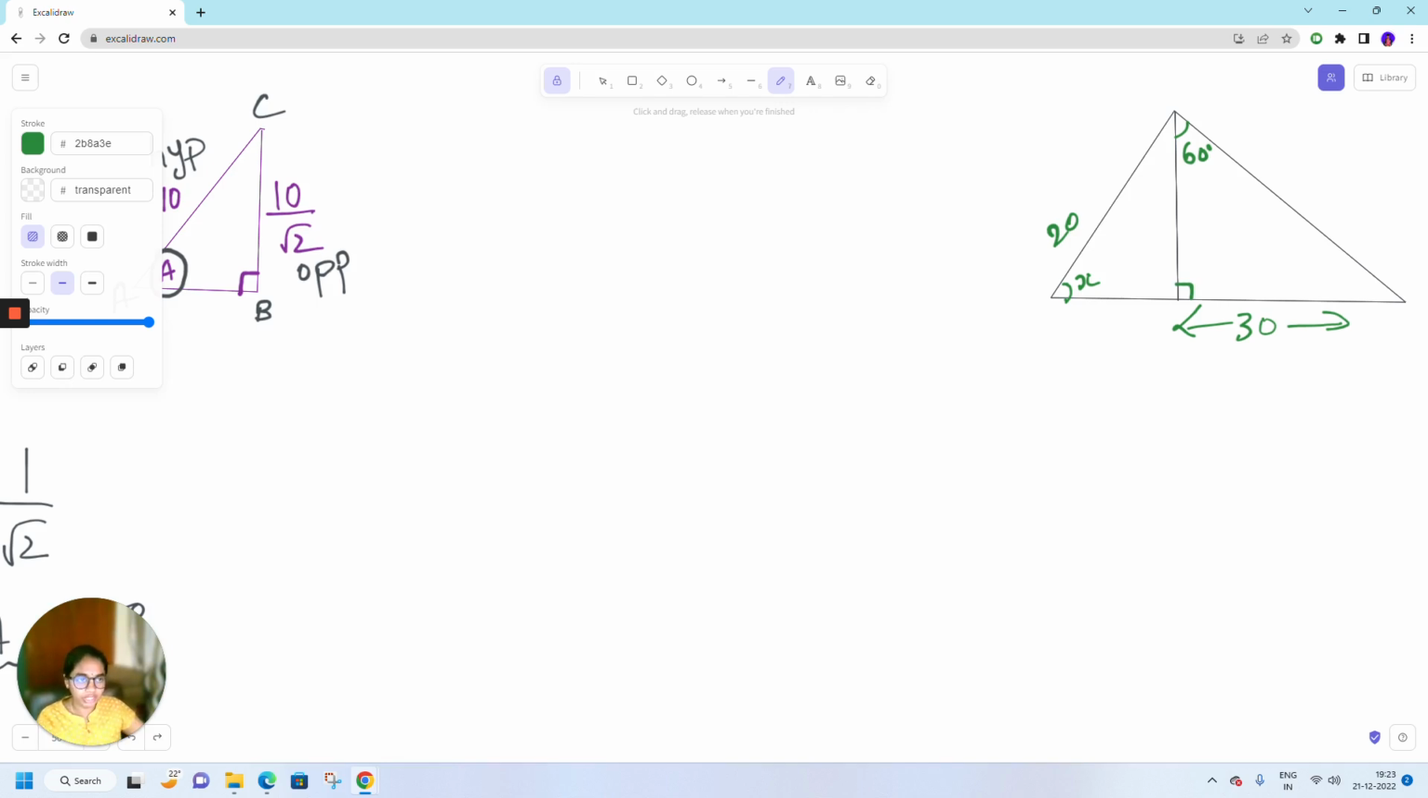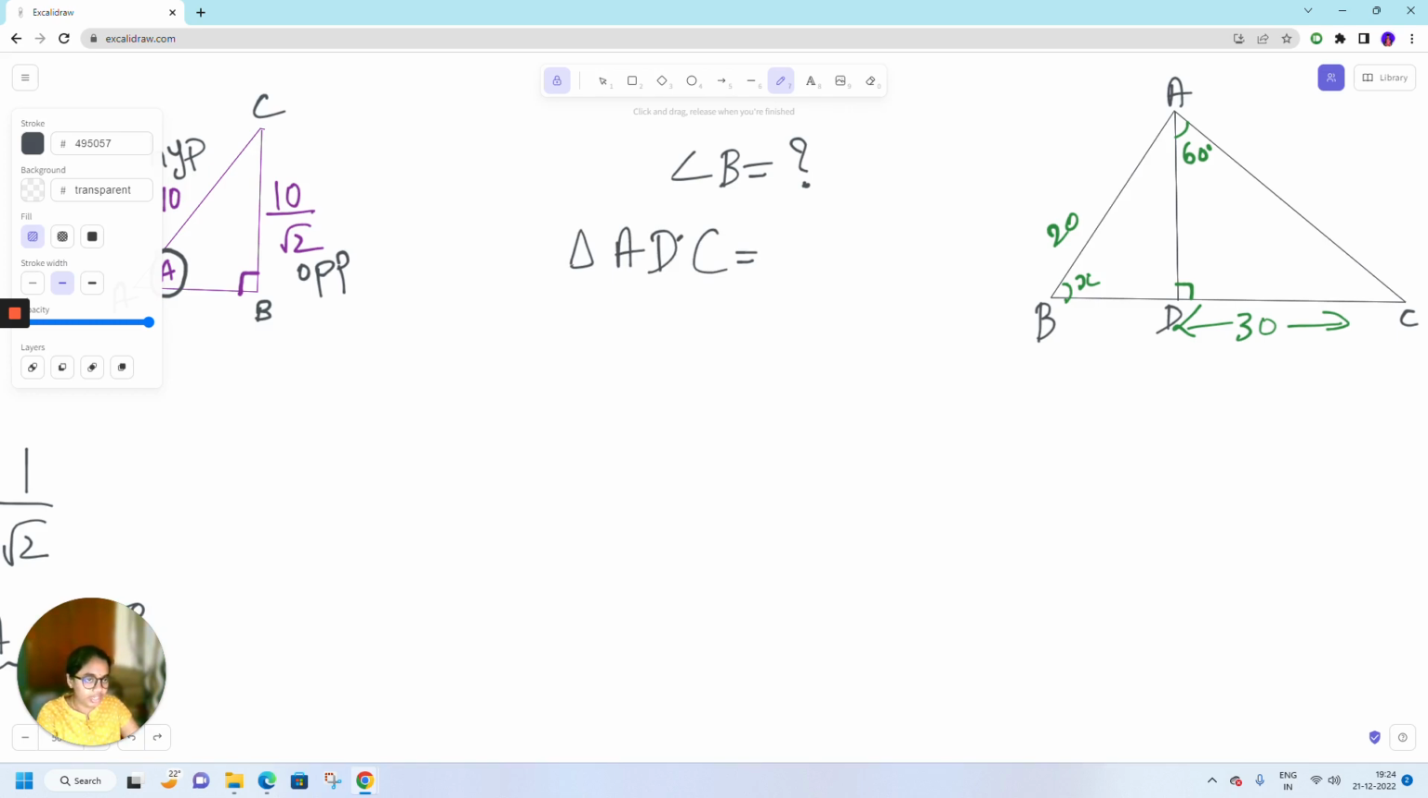Let me first name the triangle. I would name it as A, B, C and D. Basically, we have to find angle B. To find angle B, I should know at least two quantities in the triangle ABD. If I know at least the value of AD, I would be able to find angle X. So to find this AD, let me take the help of triangle ADC.